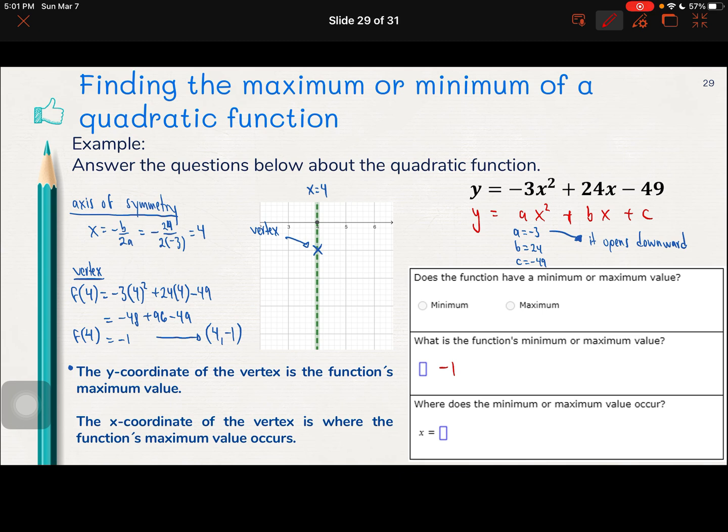And so the last question is, where does the minimum or maximum value occur? When x is 4. Okay, so if you sketch the parabola, you are going to see this parabola that opens downward. You know the vertex, and the value of the y-coordinate is the function's maximum value, and the x-coordinate is where that occurs. And that's all for this topic.